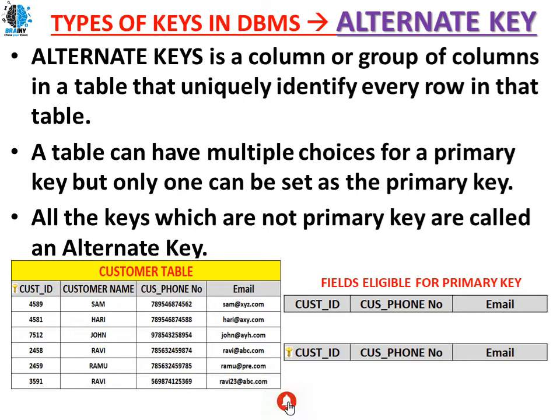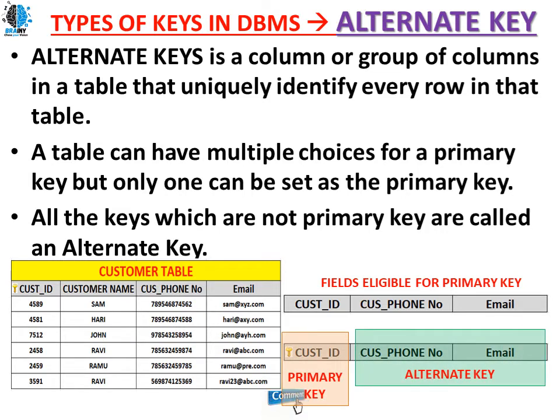So what about the customer phone number and email address? These will be called alternate keys to our primary key. Customer phone number and email address will be called alternate keys, whereas customer id will be called the primary key. So this is all about our alternate keys.